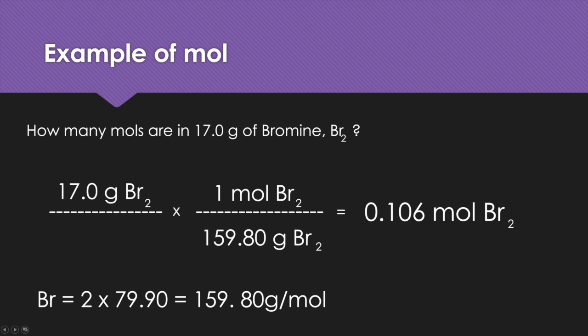To find this number, you go to the periodic table and find that bromine is 79.90. So Br2 is 79.90 times 2, which gives you 159.80 grams per mole. So that is what you put on the bottom of your equation. As I said before, 159.80 grams of Br2 equals 1 mole of Br2. And you can inverse this finding. So this is how you would set up your equation.